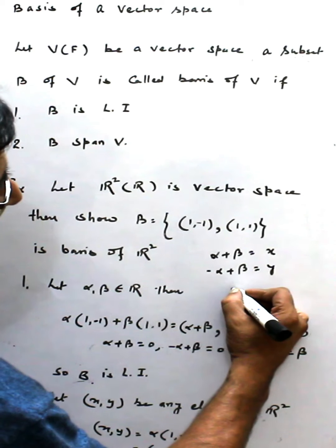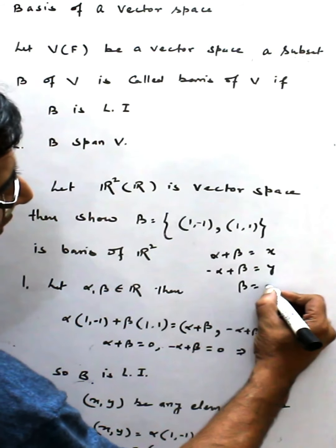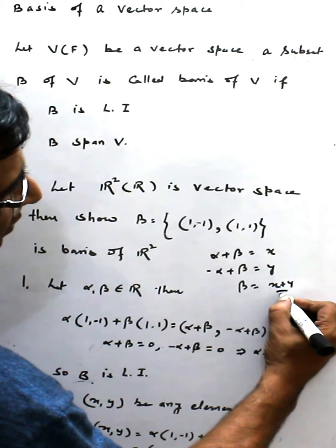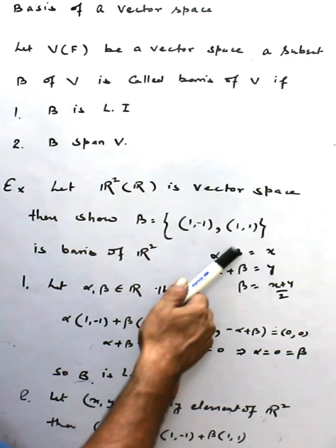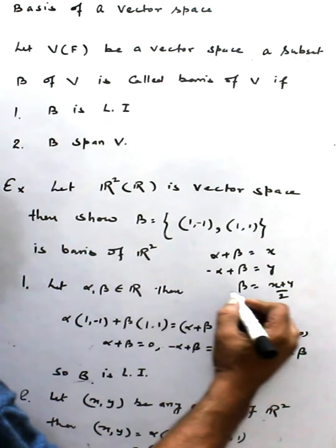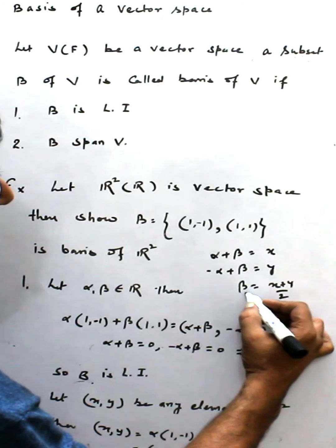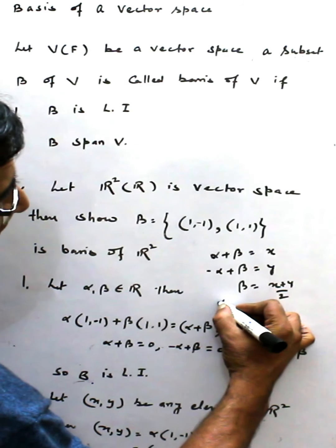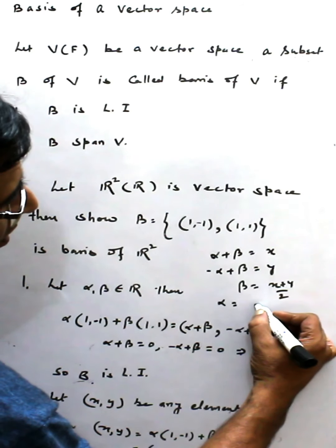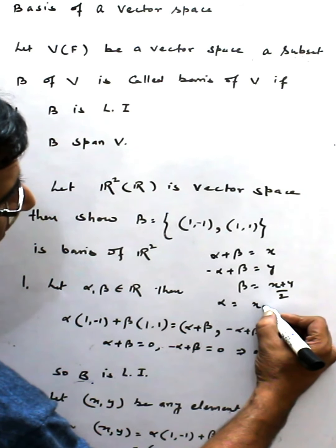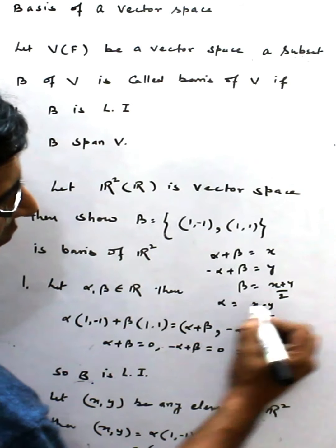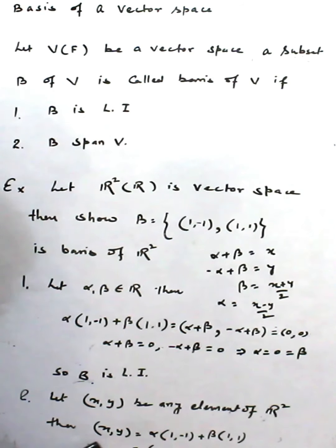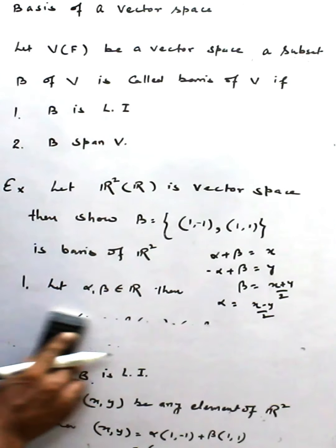On adding I get beta is equal to (x plus y) divided by 2, and now what is alpha? Subtract it, then this becomes plus, this becomes minus. That means alpha is equal to (x minus y) by 2. That means I have to rub something. Okay, I rub this part.